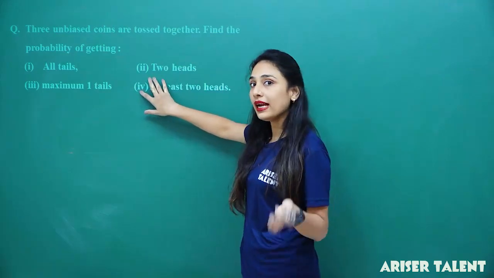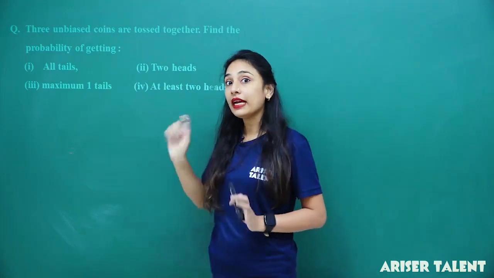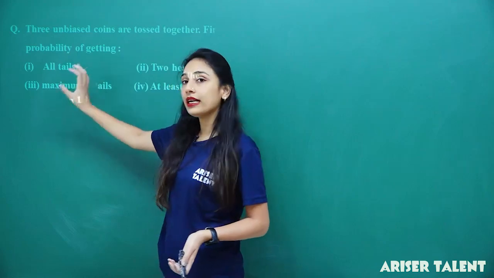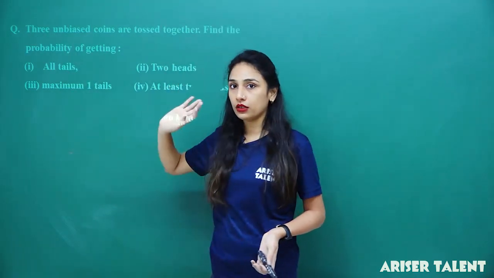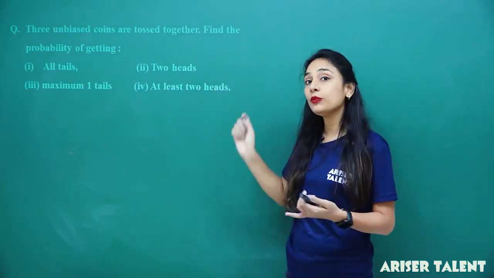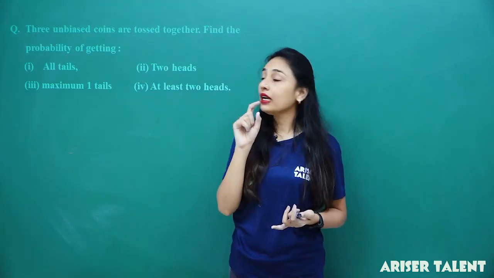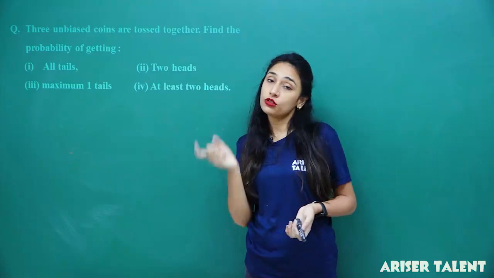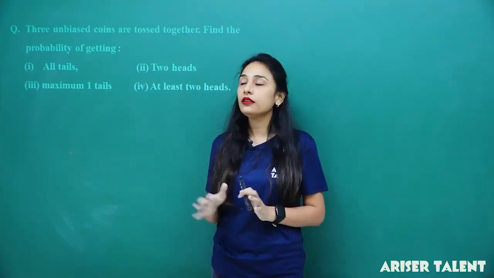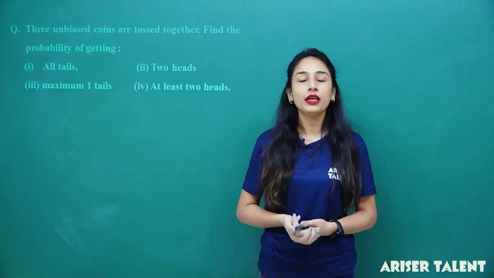Then 2 heads you have done, so 2 tails you can also do. Maximum 1 tail means you can have 0 tail and you can include that in your favorable outcomes, 0 or 1 tail in that case. At least 2 heads means the outcomes having 2 heads will be included, and 3 heads will be included in that also. So just do some brain exercise, do this question, and we will meet in the next lecture. Okay, take care, bye bye.